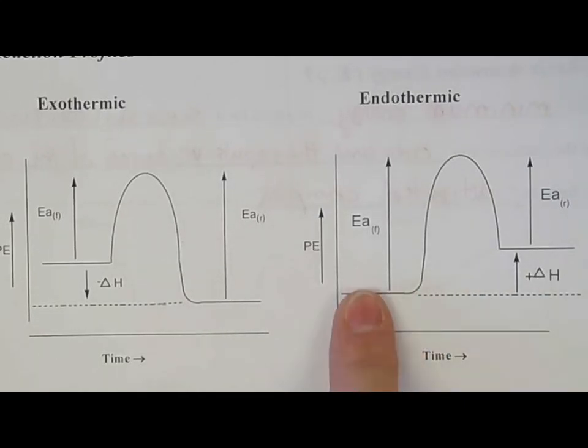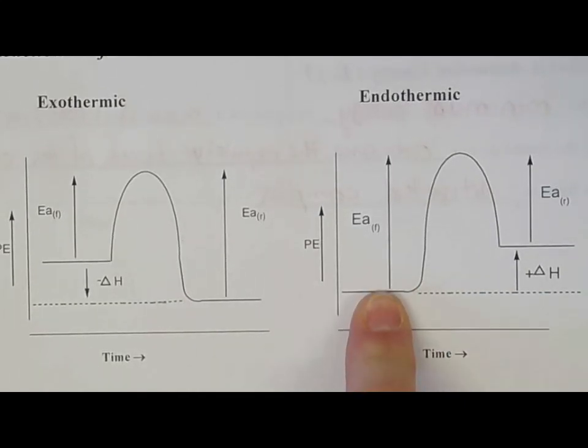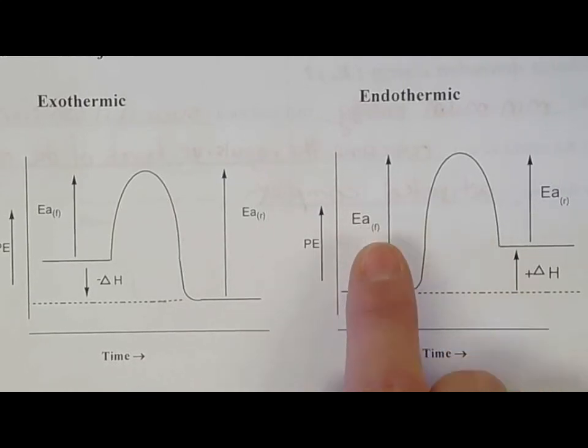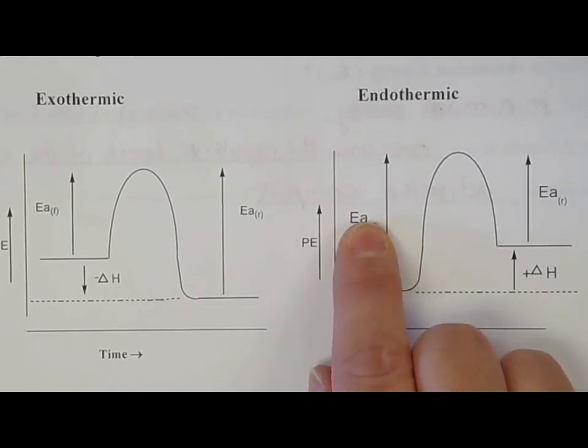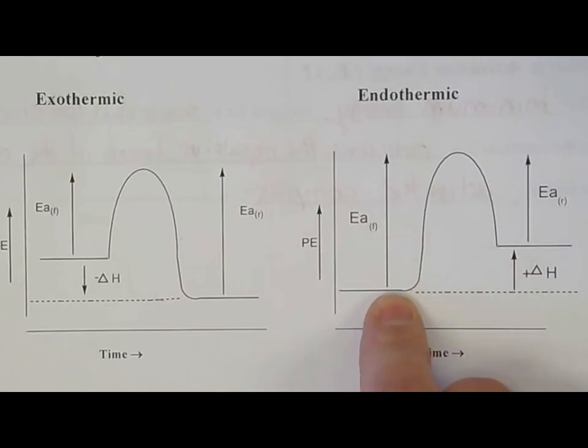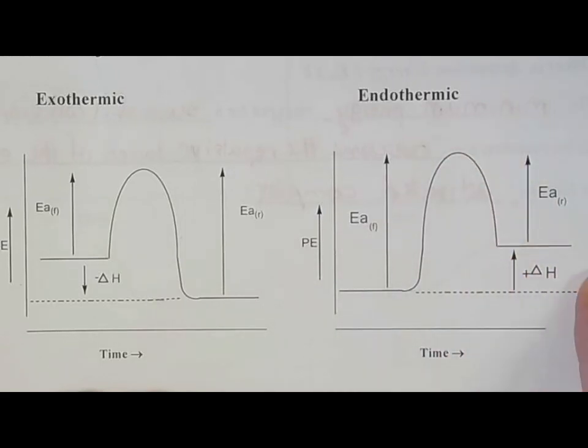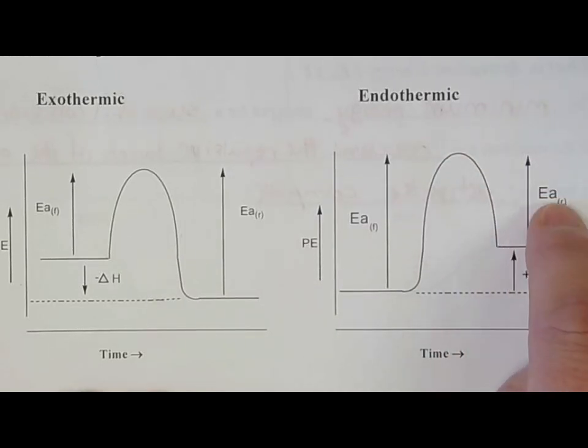You might notice that there's an arrow here that says EAF. EA, that's our new thing, activation energy. And this activation energy, F, is the forward direction. Activation energy, forward. What's very new for you is the fact that we have an energy of activation in the reverse.